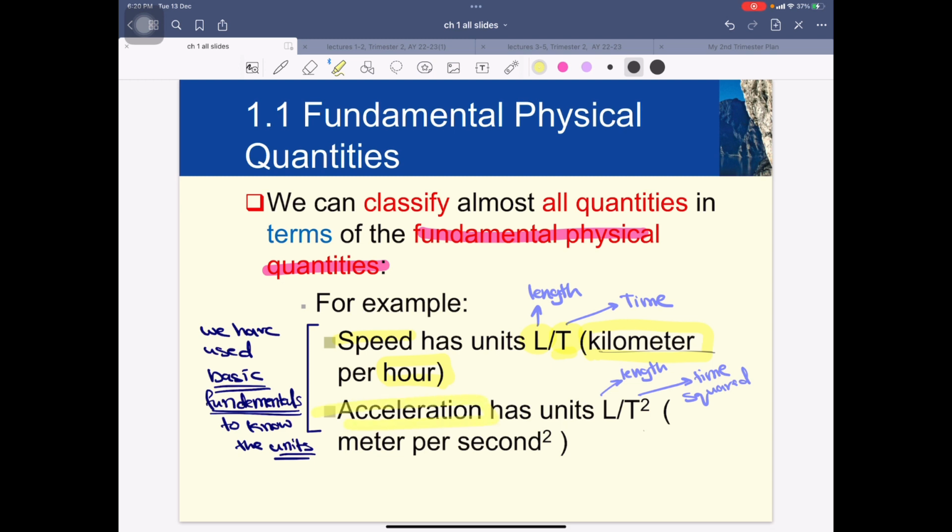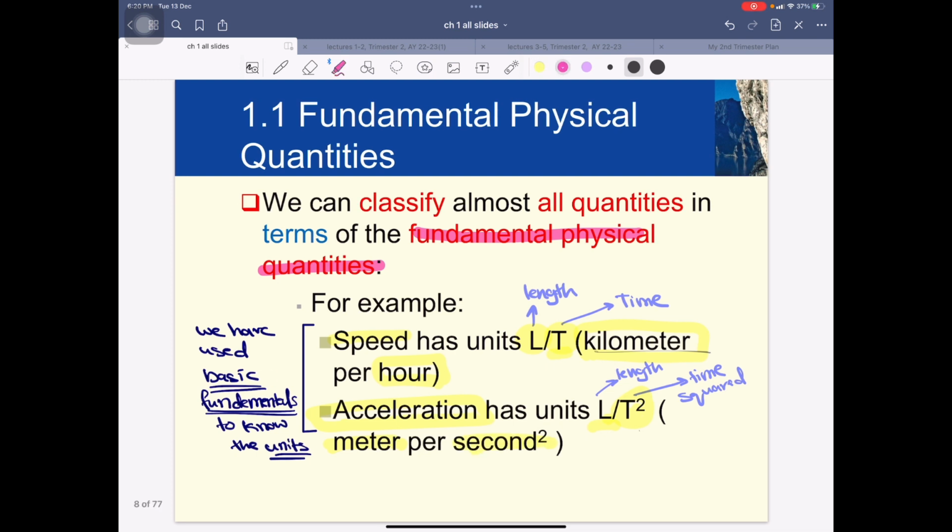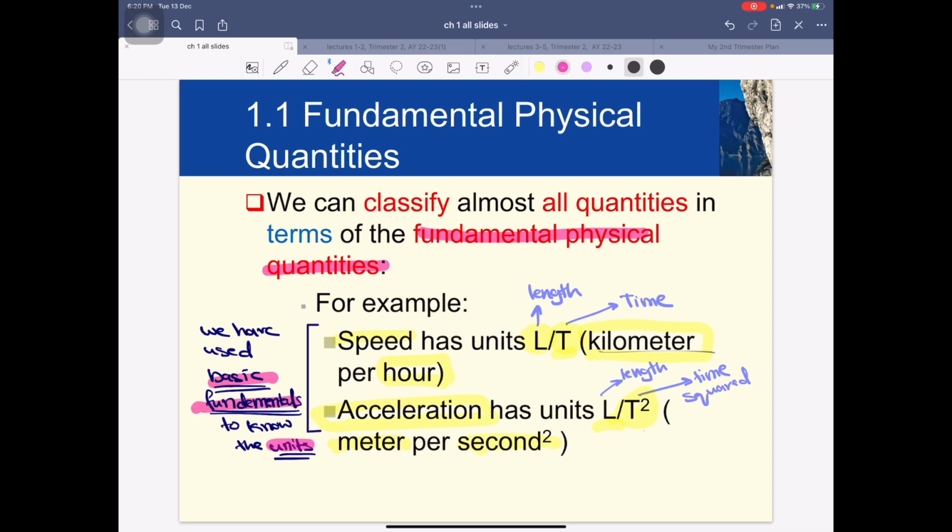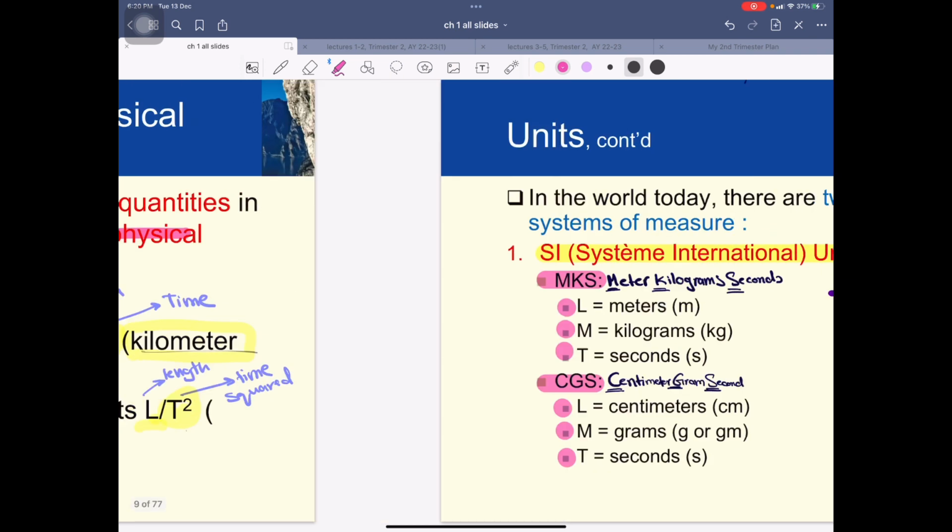After that we have acceleration: length over time squared. Since length gave us the hint that it's meter, and time squared is second squared. So all of these are basic fundamentals for us to know the units. They also help us know the units.